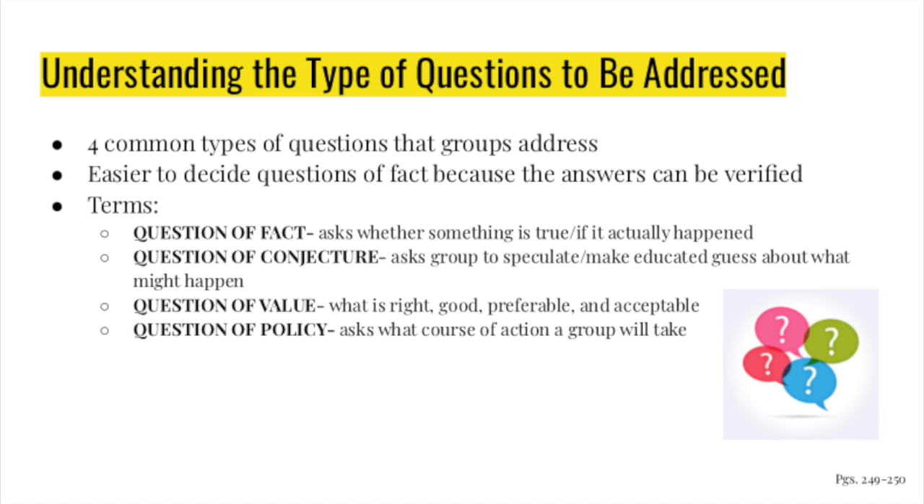Question of conjecture asks the group to speculate and make educated guesses about what might happen. Question of value asks the group what is right, good, preferable, and acceptable. Question of policy asks what course of action the group will take.